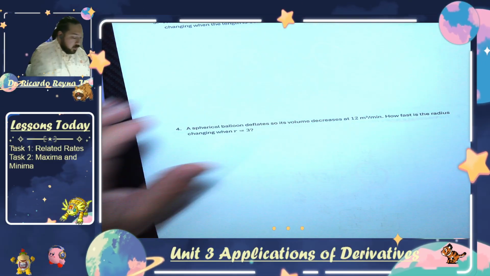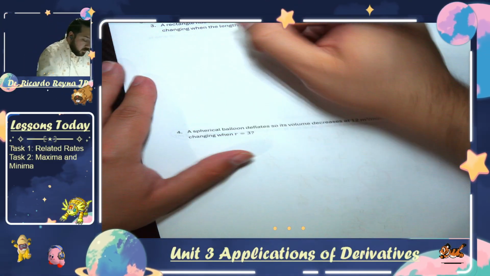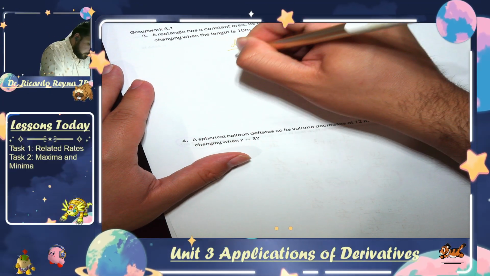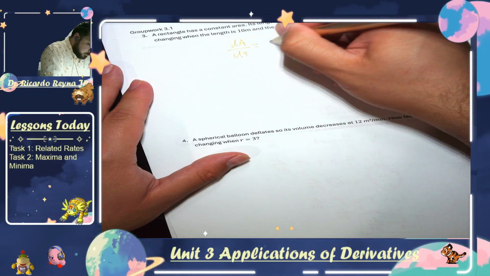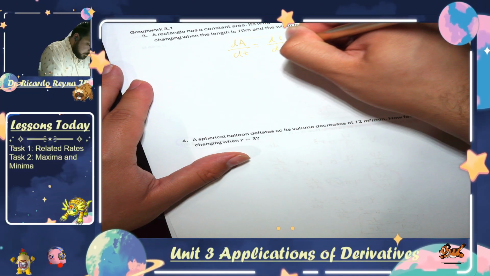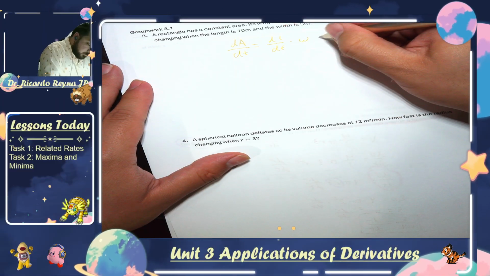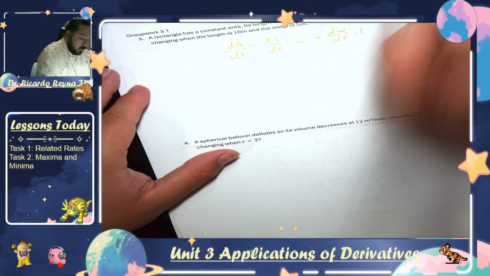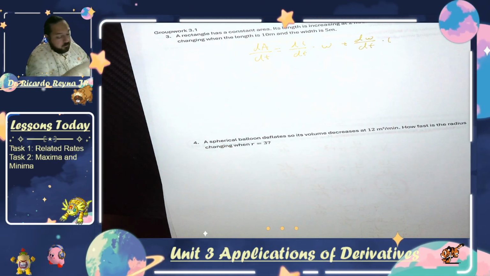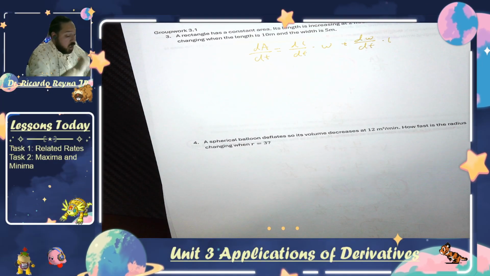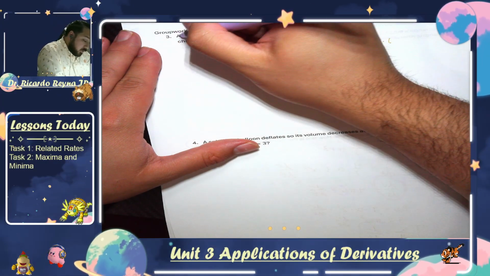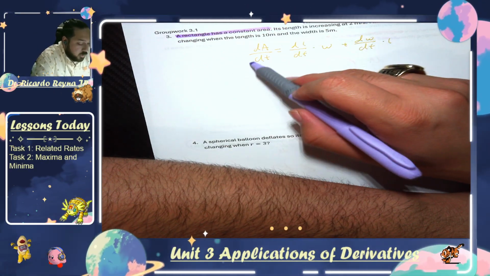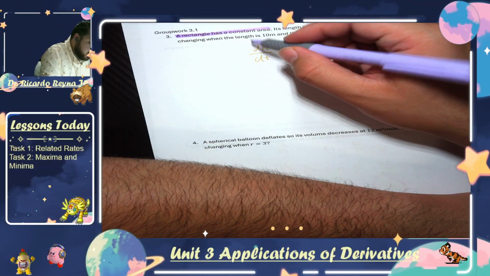So let's go ahead and copy and paste the formula, dw over dt. And let's read this from left to right. The first thing: a rectangle has a constant area. So this is almost a trick phrasing. That means that the area is constant, it doesn't change. So what's the derivative of a constant function? It's going to be 0.